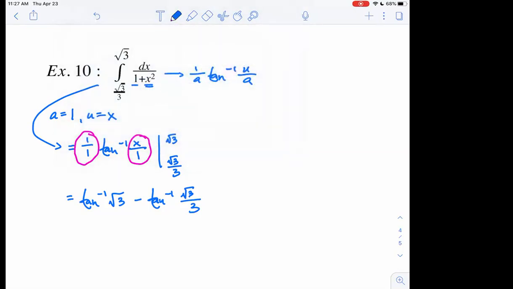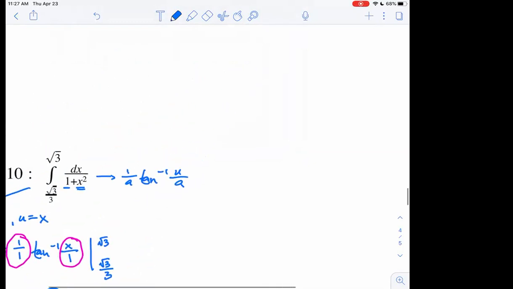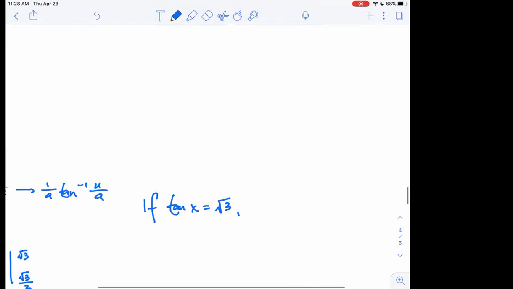So now we have to find some values on the unit circle. Arctan of root 3 means that sine divided by cosine got me root 3. So let's take a look at that off to the side. If tangent x equals root 3, then that means sine x over cosine x equals root 3.